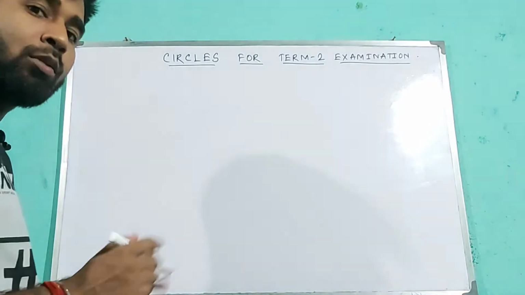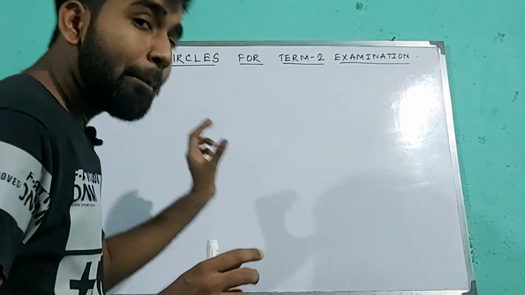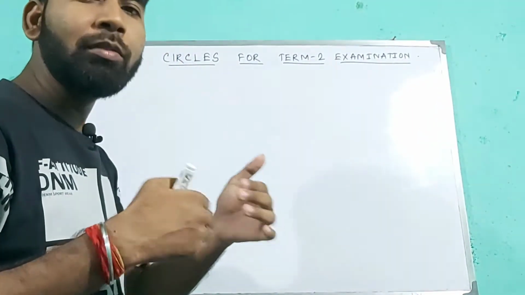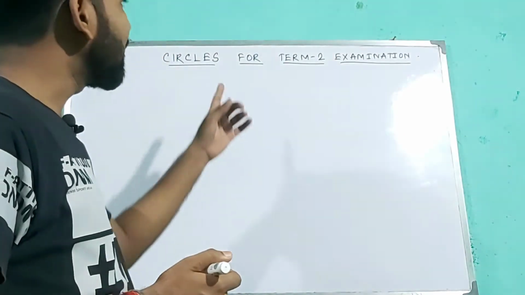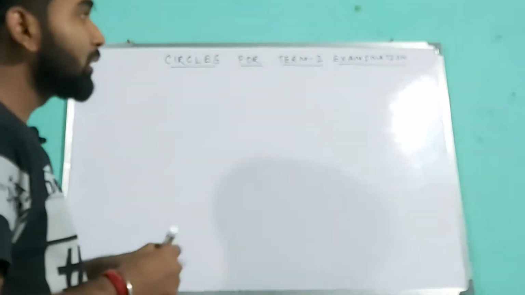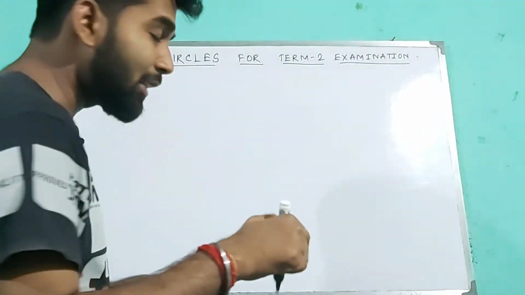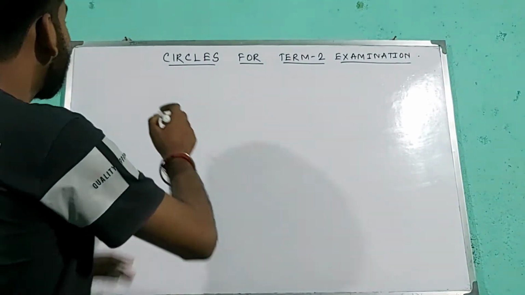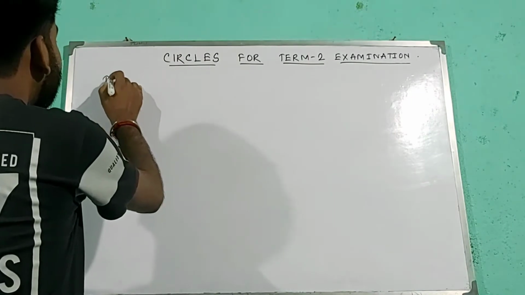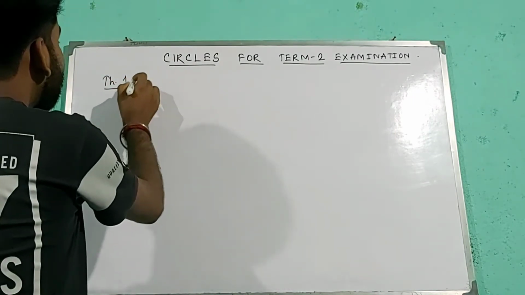Let us write the 2 theorems. You know them very well, still I am writing. Based on these 2 theorems, we will solve a few problems on circles. This will be useful for the CBSE term 2 examination for this year, 2022, which will be on 5th May. These 2 theorems are in your syllabus. I am writing.